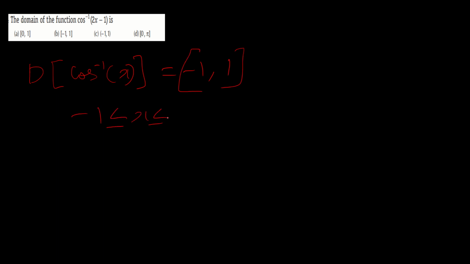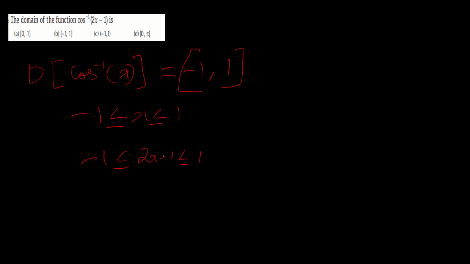The domain of the function cos inverse of 2x minus 1. First of all, we need to know the domain of cos inverse x. It's the same as sin inverse x, which is closed interval minus 1, 1. That is, minus 1 less than or equal to x less than or equal to 1 is the domain of cos inverse x. So for cos inverse of 2x minus 1, it will be minus 1 less than or equal to 2x minus 1 less than or equal to 1. When we find it in terms of x, that will be the answer.